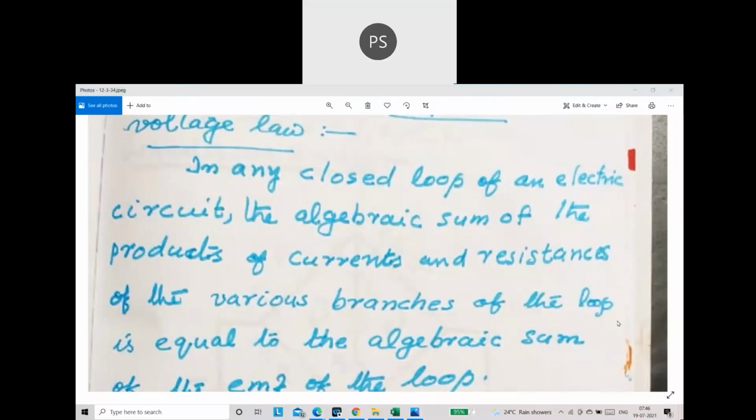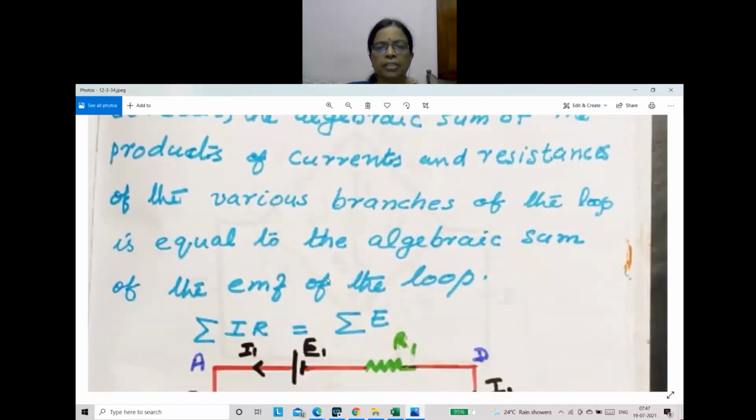Rituparna. No answer. Pavitra, tell, what is voltage rule? In any closed loop, the algebraic sum of the product of current and resistance is equal to the total EMF in the cell, the algebraic sum of the EMF in the circuit. Okay, correct.